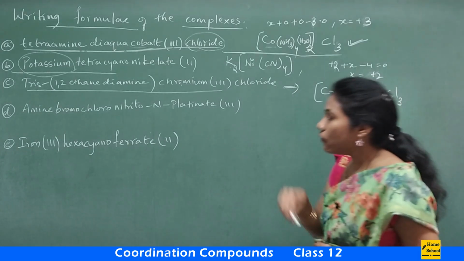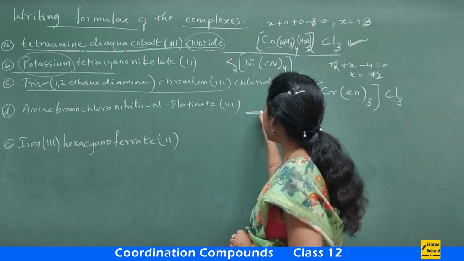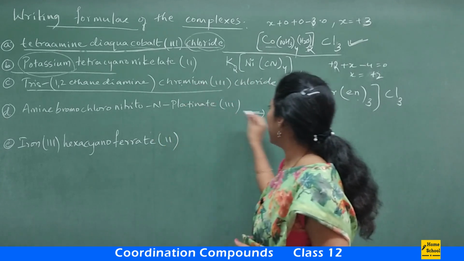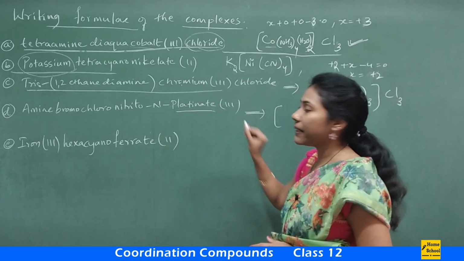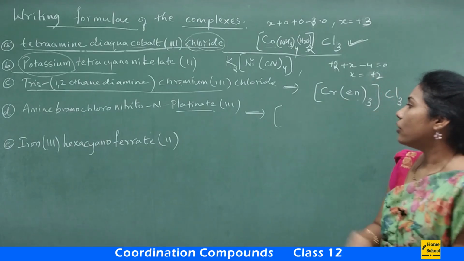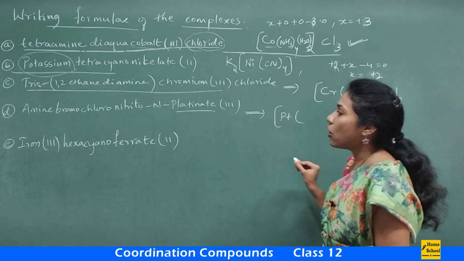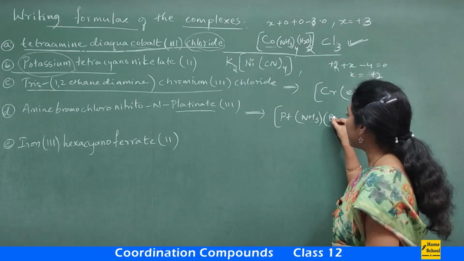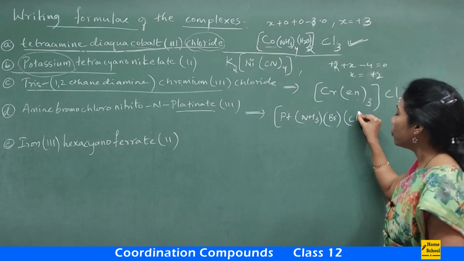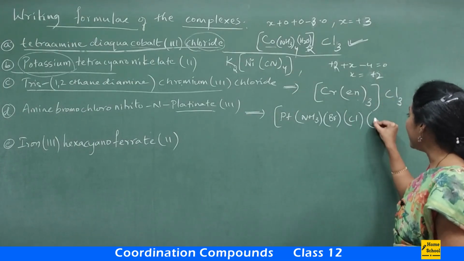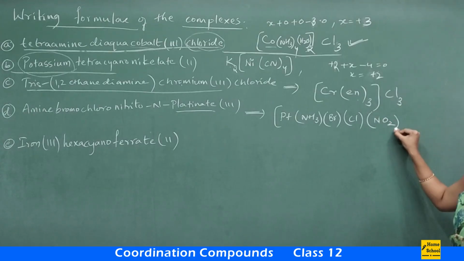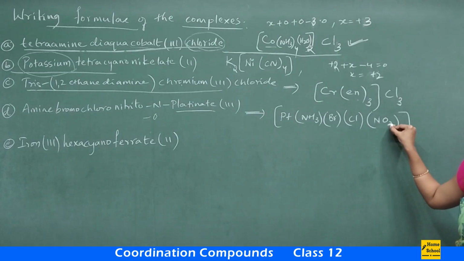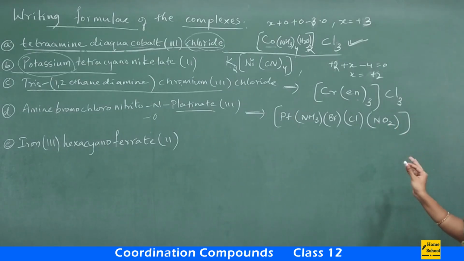Now the fourth example. There is no counter ion, just a neutral sphere. So let us open the square bracket and write the symbol of the central atom, that is platinum, Pt. And mention all the ligands: amine, that is 1 amine only, NH3, and 1 Br, bromo they have mentioned, and 1 Cl, chloro they have mentioned, and nitrito-N. When they have mentioned nitrito-N, you should write NO2. If they had mentioned nitrito-O, then you would write ONO. So there also you have to be careful.